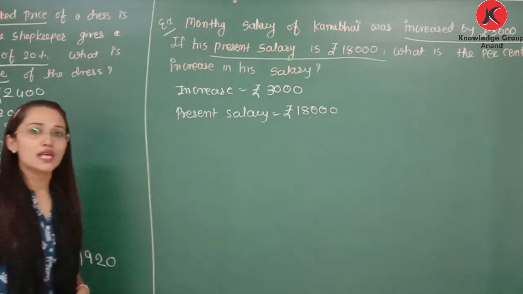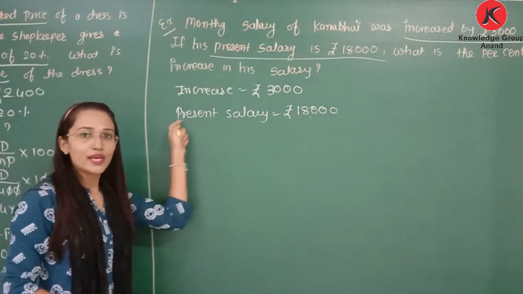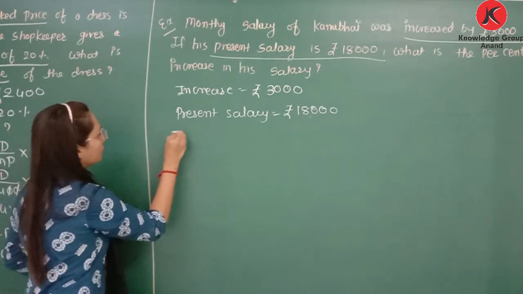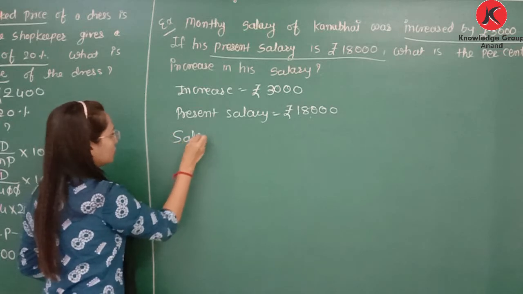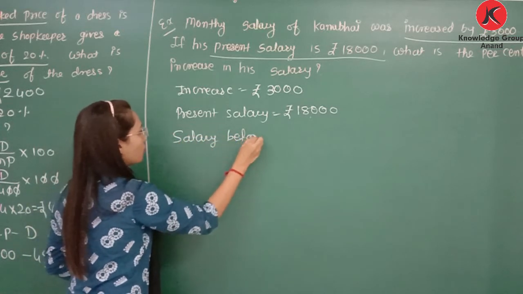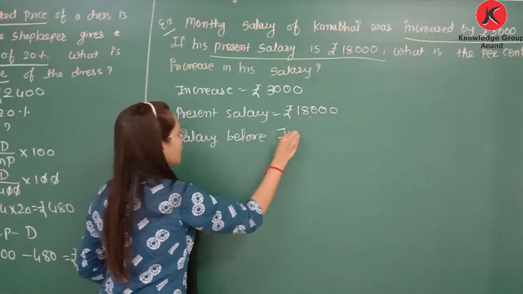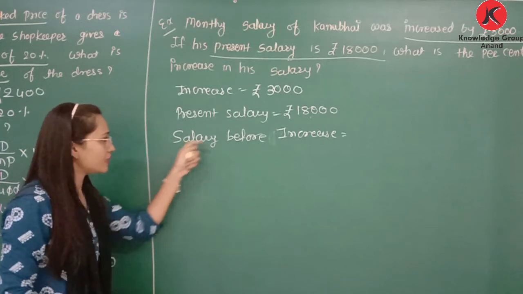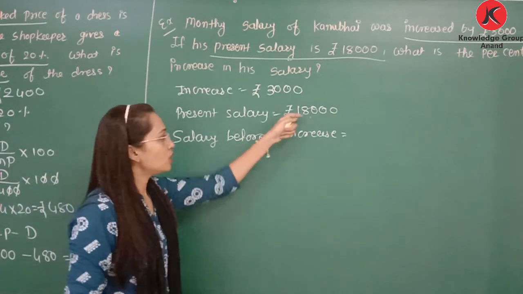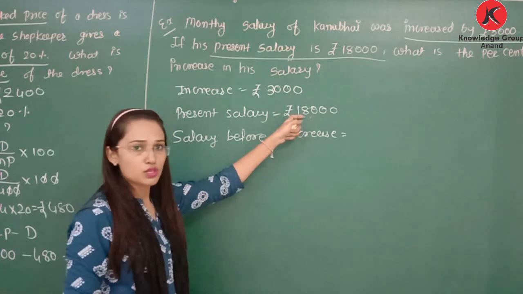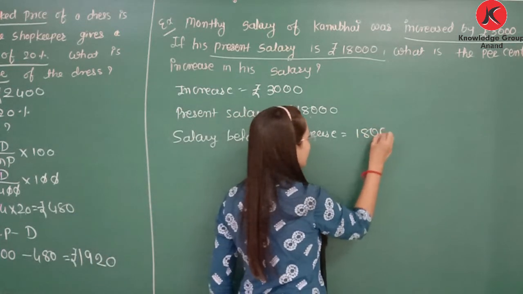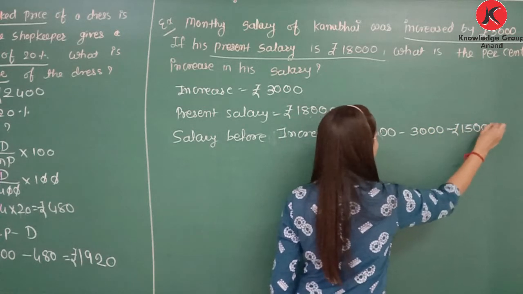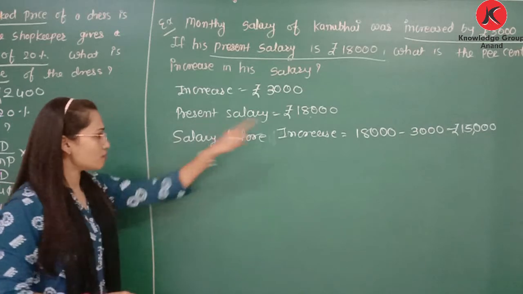Now this is the salary after increase. Present salary means this is the salary after increase. So salary before increase will be our original value. This is the salary after 3,000 increase. So original salary will be 18,000 minus 3,000. So original salary is 15,000. Okay. So our original value is 15,000.